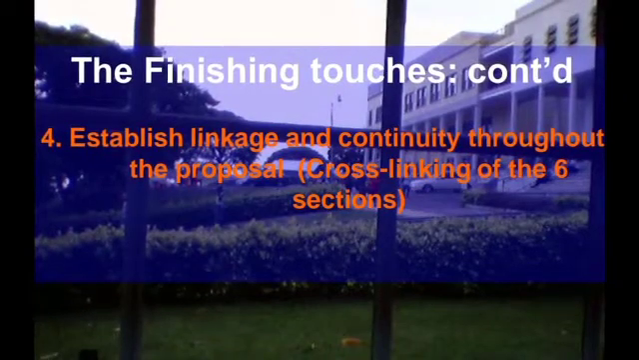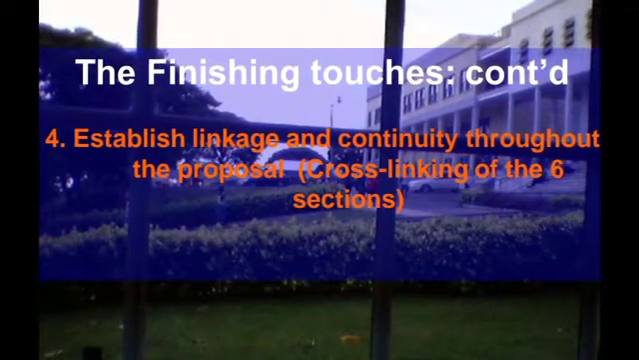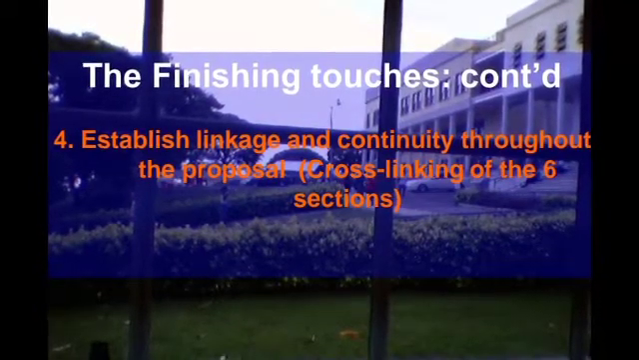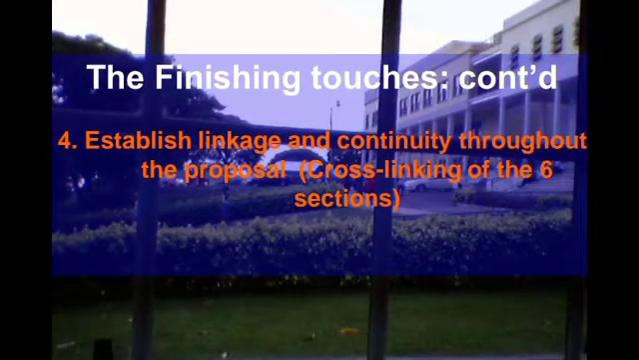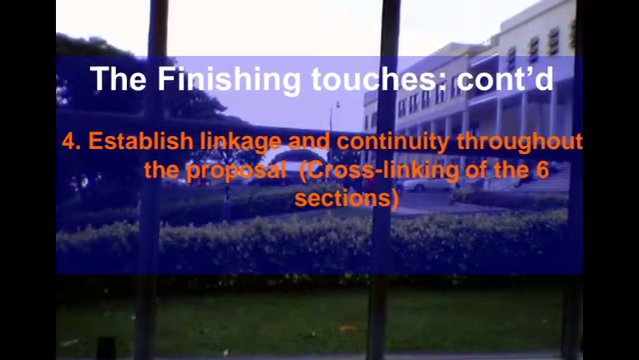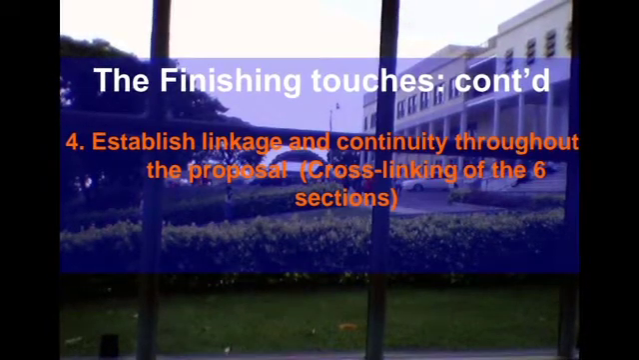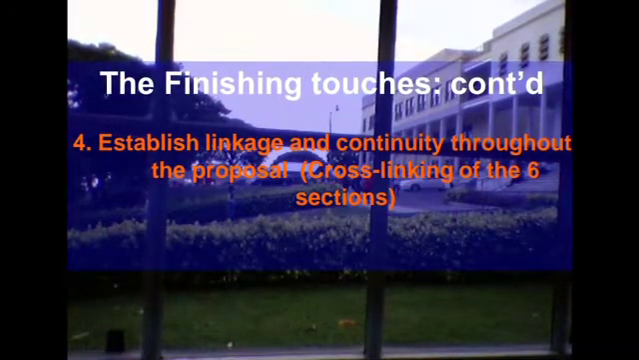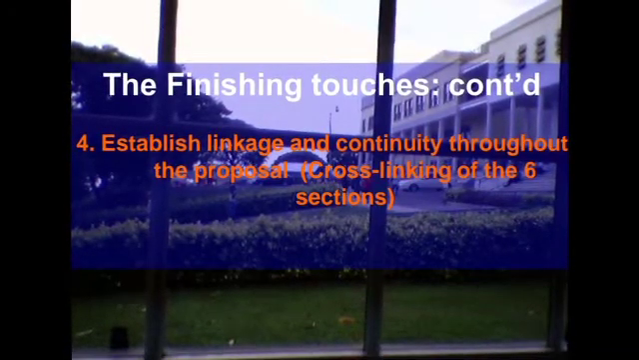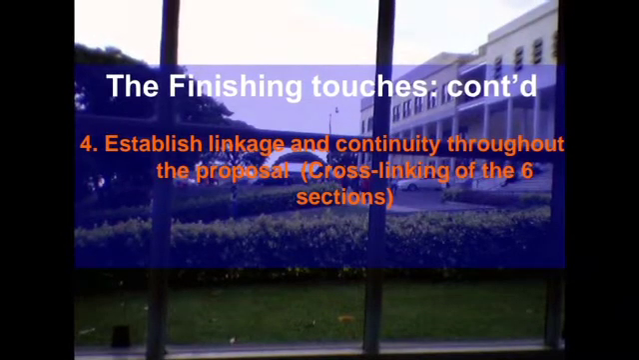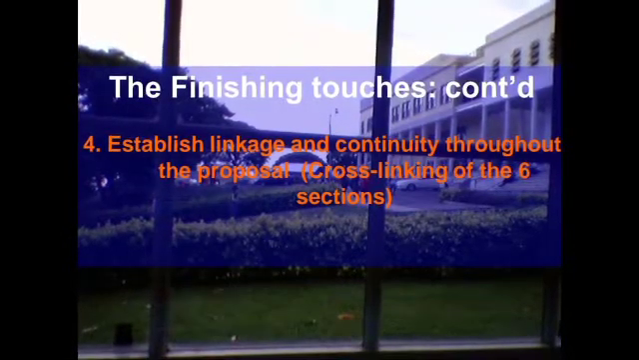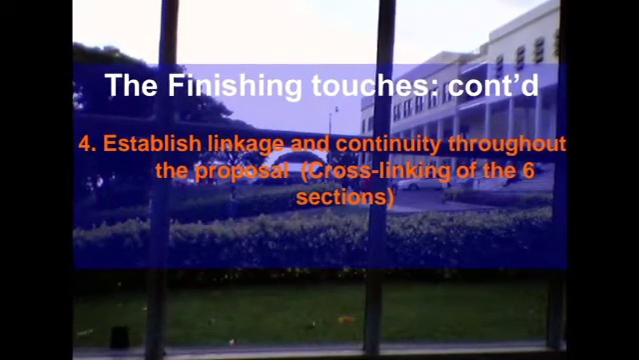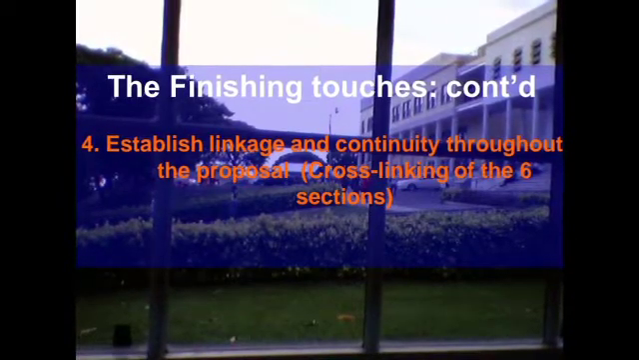And finally, it is important to establish linkage and continuity throughout the 6 sections of the grant by linking various sections. For example, you can link the specific aim with experimental design. So you can mention how an experiment will address a specific aim question, or you can link an experimental design to the model you propose in your grant in the background and significance section.